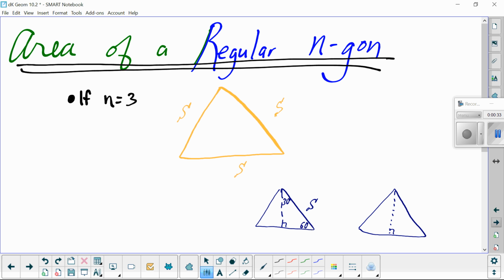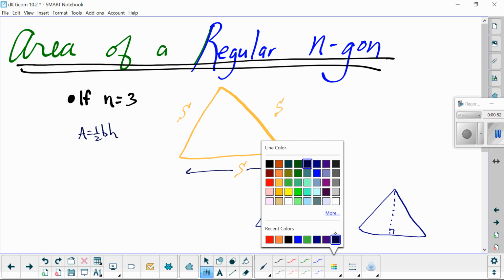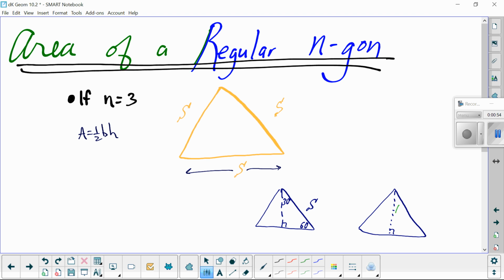So let's start with a regular three-gon, a regular triangle whose sides are S. How do we find its area? Well, we know that the area of a triangle is 1/2 times the base times the height. We can treat S as the base, which means we need to find the height. How high is this triangle's altitude?